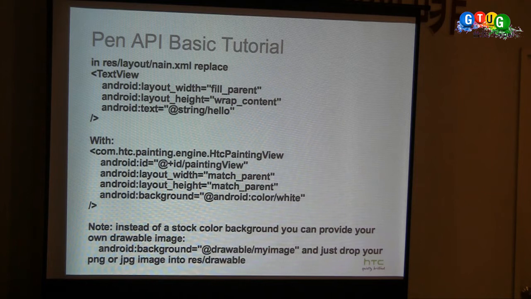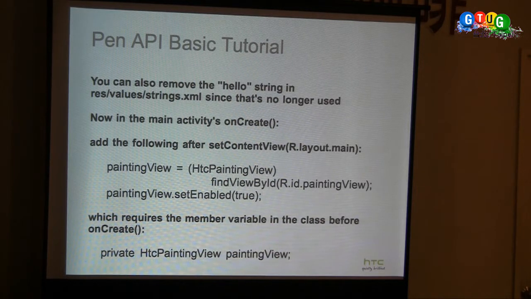So normally you would have a main XML layout already, so you just replace the text view with this HTC painting view. And the next thing you want to do is write in your onCreate, which got created for you by the Eclipse Wizard. You can simply put these lines after set content view. You want to retrieve the painting view that you added to your layout, which requires creating a member variable painting view. Next.